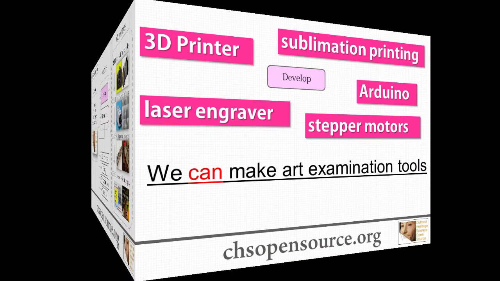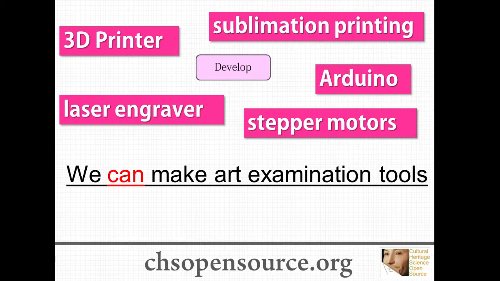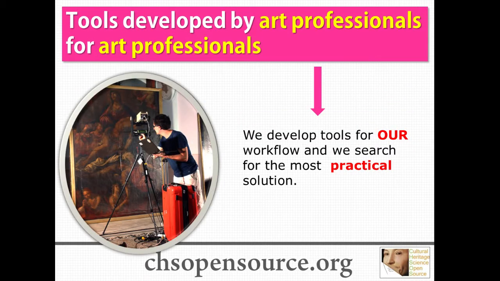What matters now is that we have 3D printers, Arduino electronics, stepper motors, laser engravers. We have this little technological revolution where everyone can be a maker of tools, even scientific tools, like scanners and detectors, with light applied and circuitry that we can design. So even in this small sector of cultural heritage, we can have an impact and make our own art examination tools. This is important because tools developed by art professionals, for art professionals, make a really big difference.